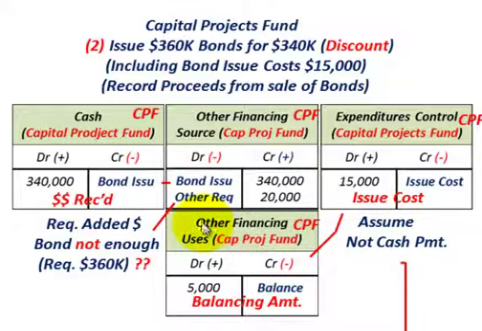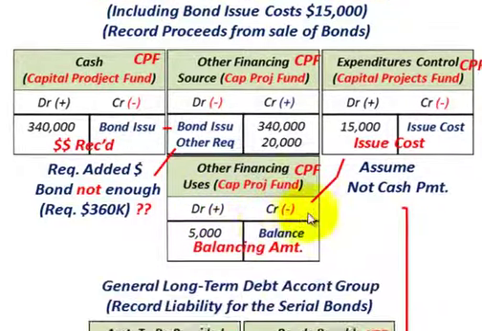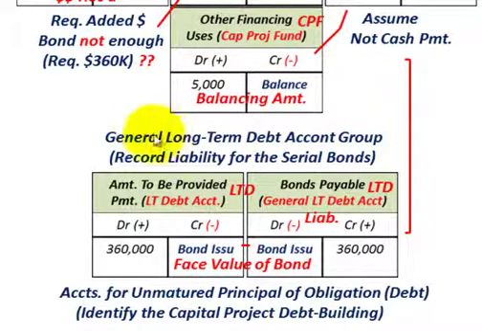Therefore, we're going to need a balancing amount between our accounts. This is where we're going to use the other financing uses in the capital projects fund. We're going to debit it for $5,000. The balancing amount: a debit in cash of $340,000 plus our expenses, debit of $15,000, gives us $355,000, and a balancing credit to our other financing sources, a total of $360,000. So we need a debit amount in our other financing uses of $5,000, just to balance our debits and credits.